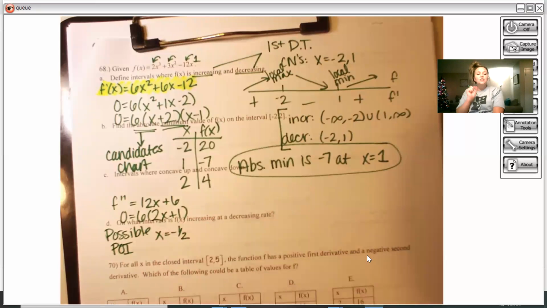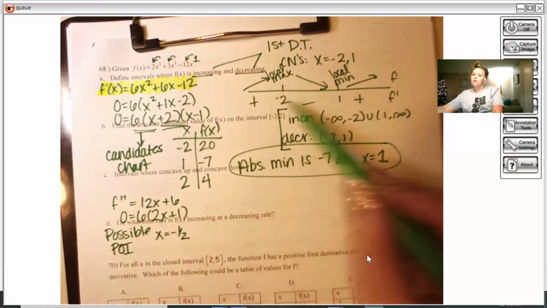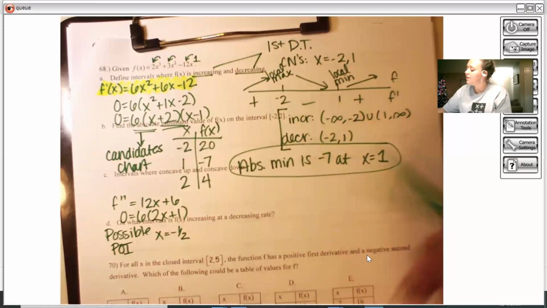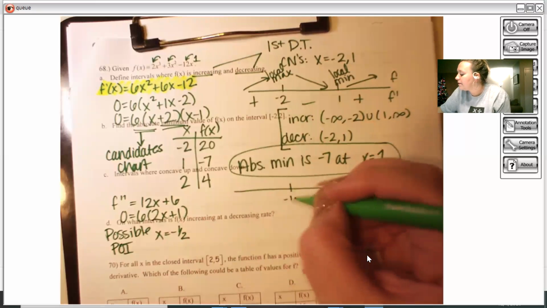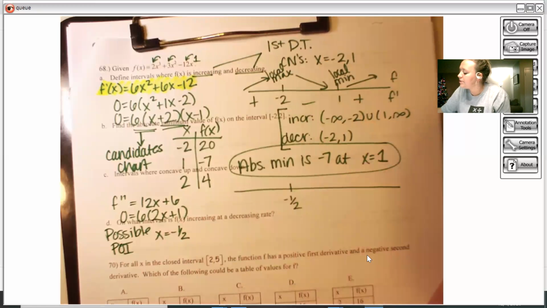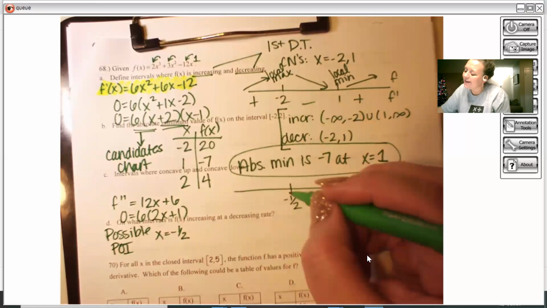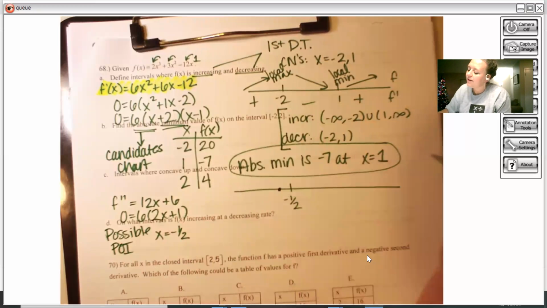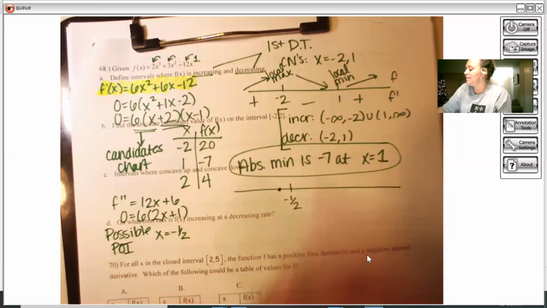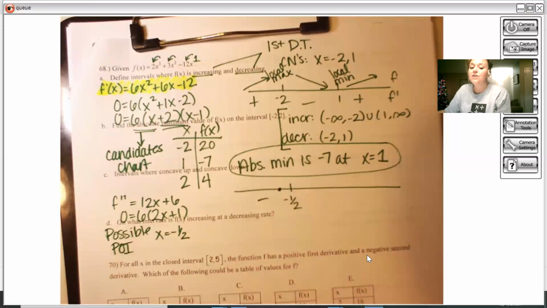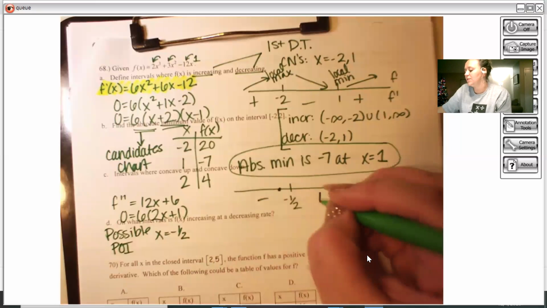But you're not sure that it's a point of inflection until you do the sign chart, which is like what we did right here for the first derivative. So, -1/2. I want smaller than -1/2. Let's say I pick -1. -1 times 2 is -2. -2 plus 1 stays negative. Times 6 also stays negative. Not a double root, so I know it switches to be positive.